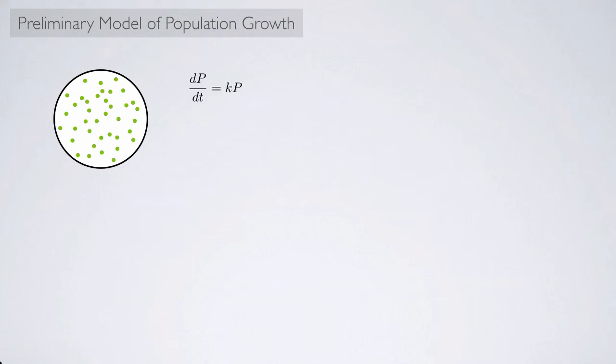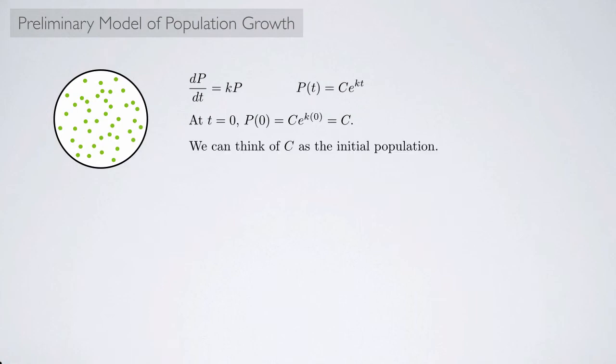Okay, so here is the differential equation, and here's the solution that we discovered. And if we look at time t equals 0, that's plugging in 0 for t, we see that P at time 0 equals c e to the k times 0. But e to the 0 power, anything to the 0 power, is 1. And so this is just c. So we can think of c as the initial population, and we'll call that P sub 0. So we're going to now write the solution as P of t equals P sub 0 e to the kt.